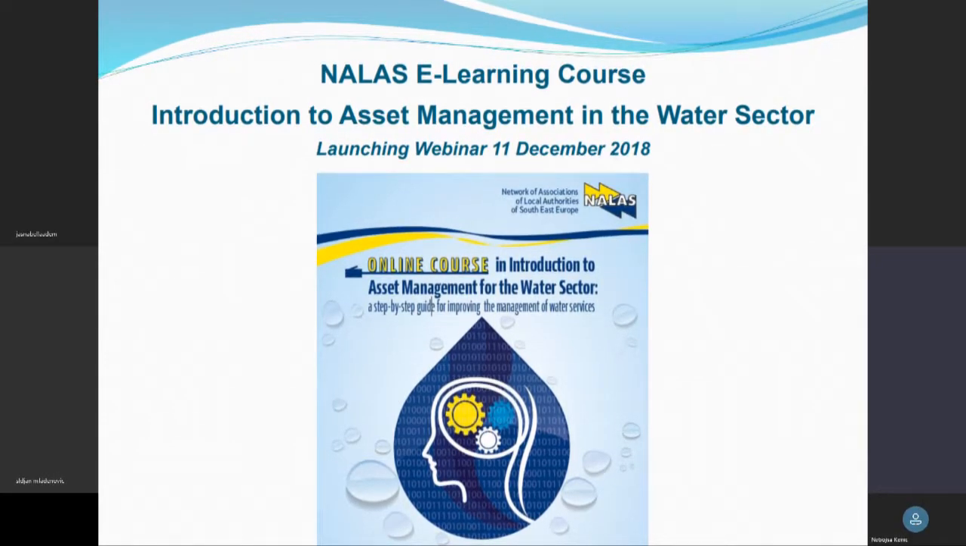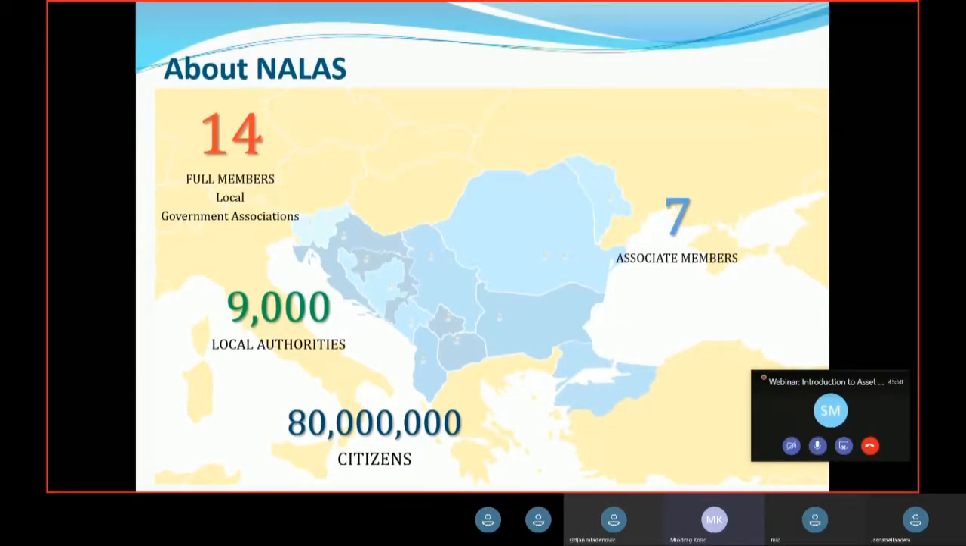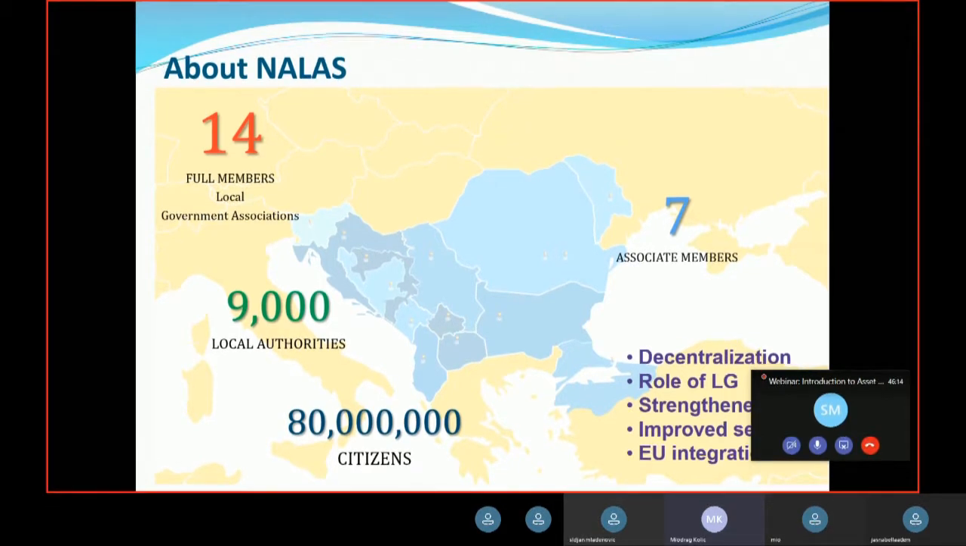Before starting with the presentation, I would like to say some words about NALAS. NALAS is a network of associations of local authorities of Southeast Europe. The network brings together 14 associations which represent roughly 9,000 local authorities directly elected by more than 80 million citizens in the region. The NALAS Secretariat is based in Skopje and is responsible for the overall coordination and implementation of the activities. NALAS promotes the processes of decentralization, considering local self-government as a key issue in the current processes of transition affecting the various countries in Southeast Europe. NALAS builds partnerships in order to contribute to the reconciliation and stabilization process in the region and contributes to the processes of European integration of the whole region.